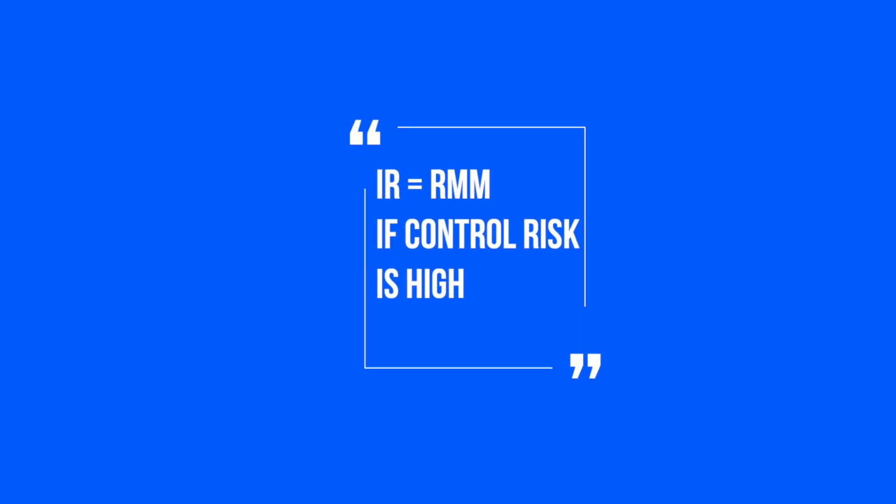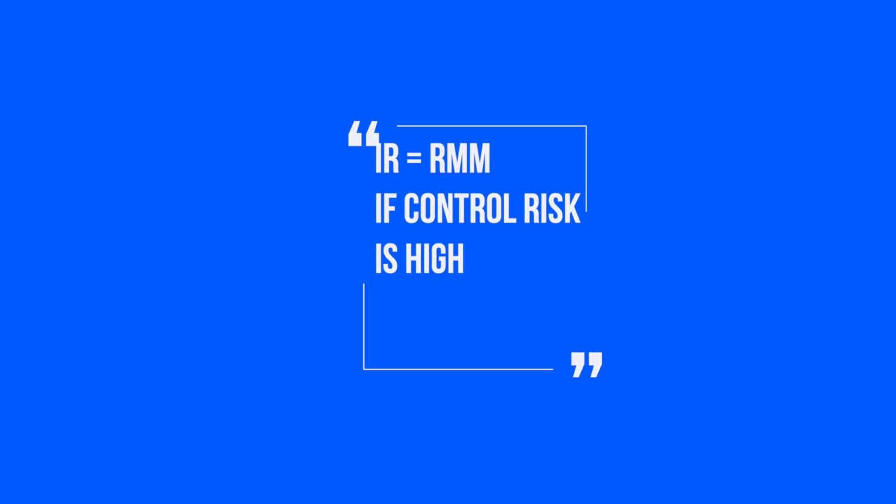Now, if your control risk is high, inherent risk will always equal your risk of material misstatement. So inherent risk becomes even more important if you document your control risk at high. Then inherent risk completely drives what your risk of material misstatement is. If you have a low inherent risk and control risk is high, then you have a low risk of material misstatement. Okay, so that's inherent risk.